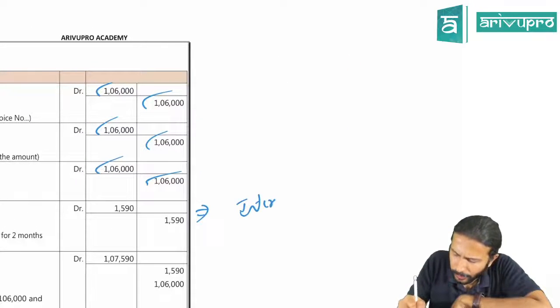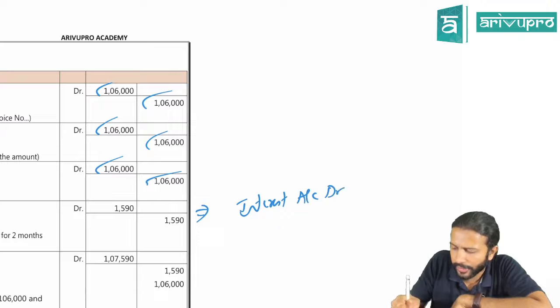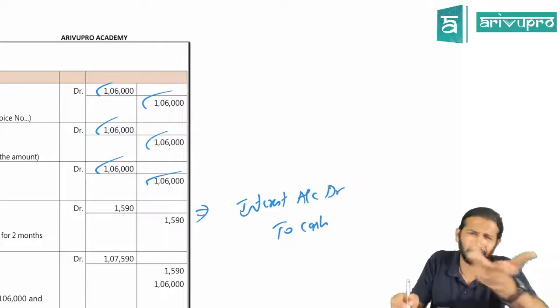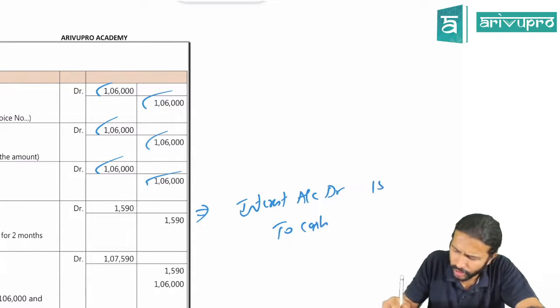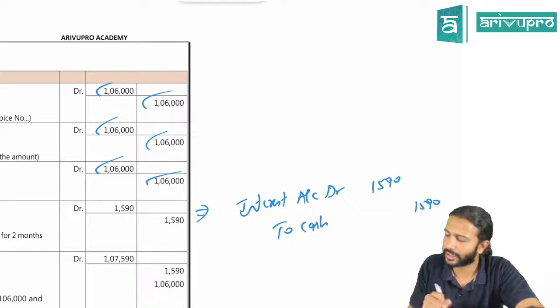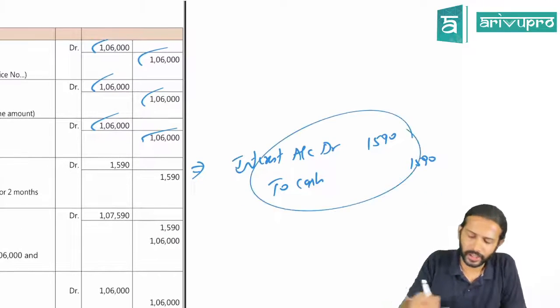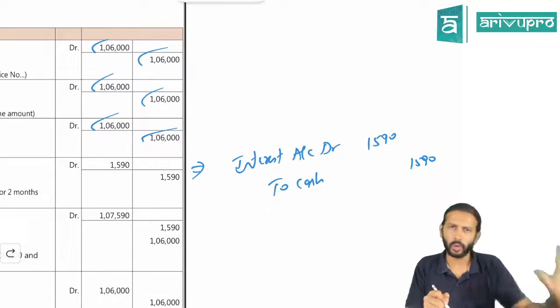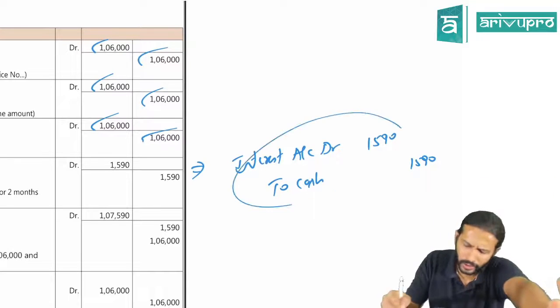So the simple entry you can pass is interest account debited to cash account. Same calculation, 1590, the amount will not change. So 1590, 1590. Done. This is the journal entry for interest. We cancelled the old bill, and we accounted for interest also.